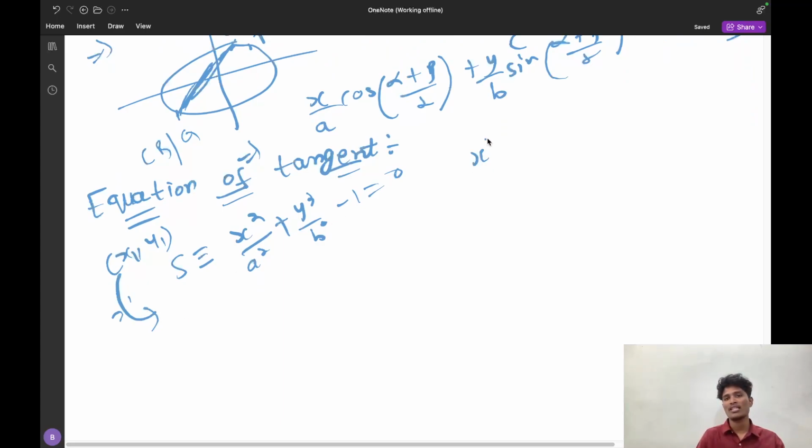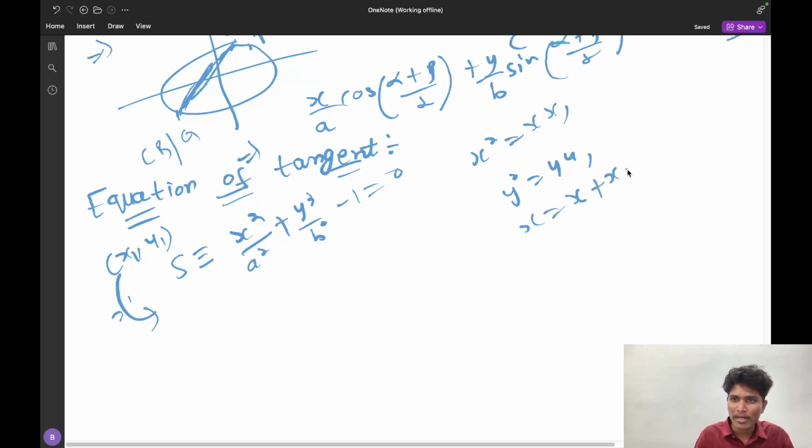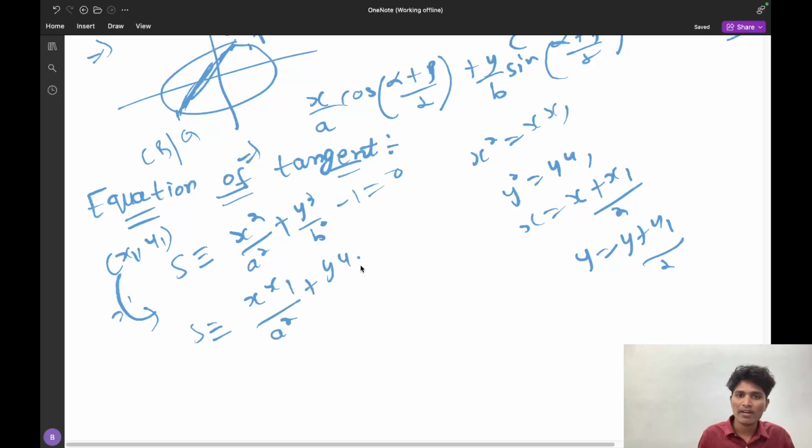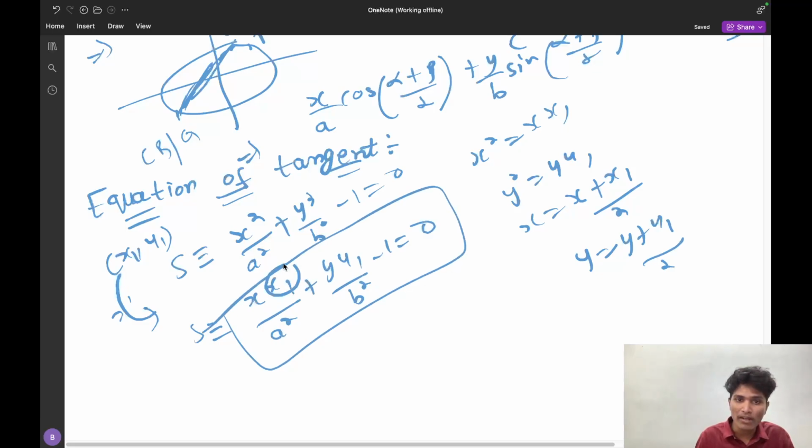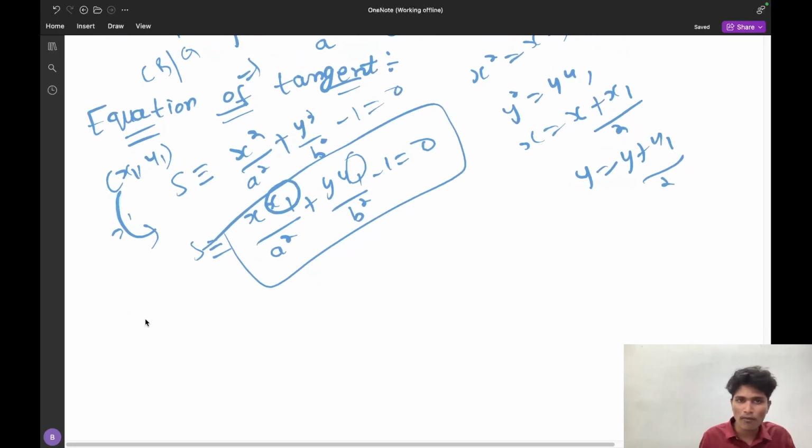That is, we have to replace x square with x x1, y square with y y1, x with (x plus x1) by 2, and y with (y plus y1) by 2. Simply substitute this. S is equal to x x1 divided by a square plus y y1 divided by b square minus 1 is equal to 0. This is the tangent equation at the point of contact x1, y1. This is the slope form, that is the point form.